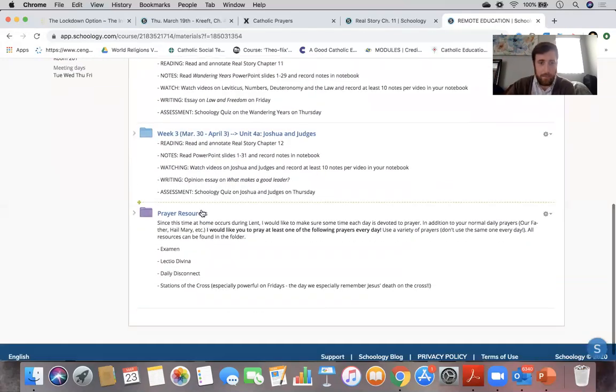It's right there. The prayer resources folder, please take a look at this. I'm going to move it to the top so it's even more clear for you to see where these things are. I'm going to add to it. Please take advantage of this time that we have during this Lent, during this quarantine, to pray. Treat it like you're a monk. You're a Catholic monk. Don't just sit around playing video games when you have free time. Try to go deeper into your spiritual life. It's like going to the desert with Jesus himself.